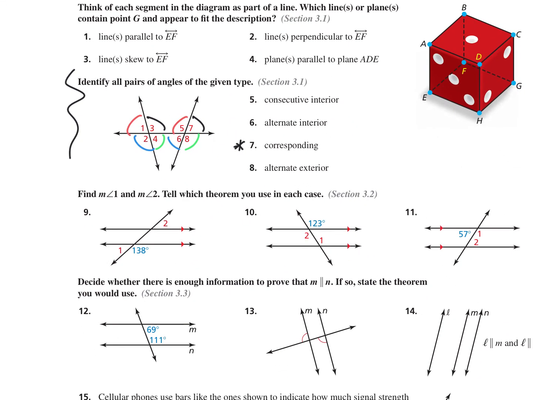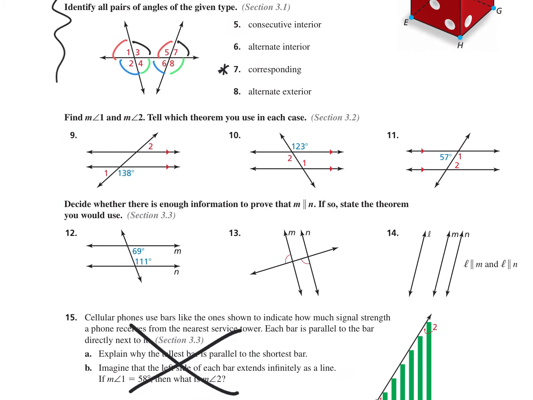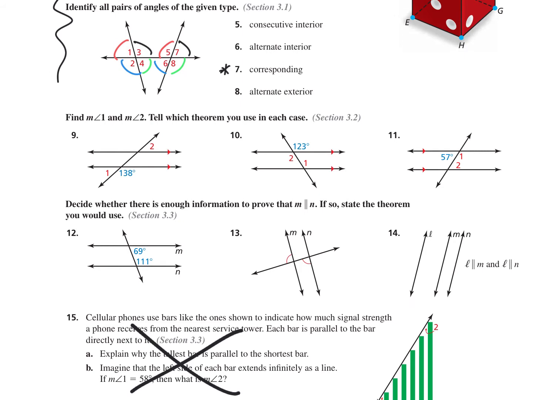You're also going to need to find different angle measures. It may be just numbers or it may be expressions. You will also have to tell me if there is enough information to prove lines are parallel, and it's also going to ask you which ones are parallel and why. It's going to ask you to explain. It'll ask you to state the theorem. So review these as well.